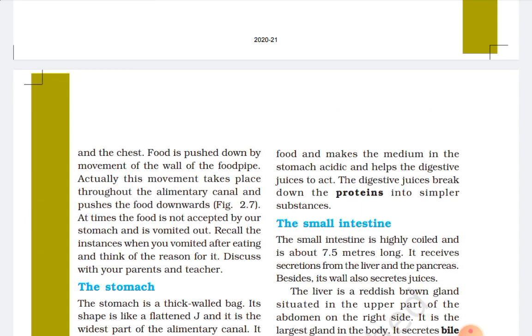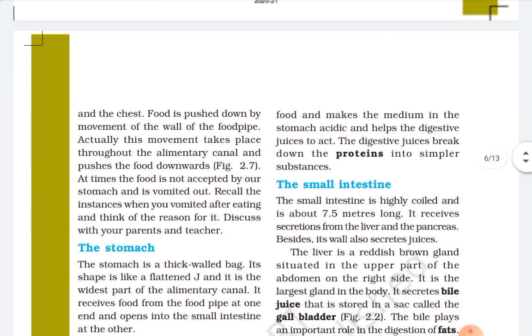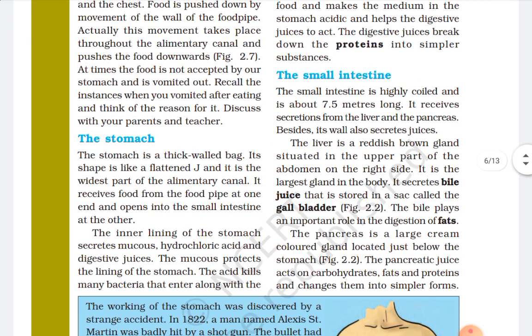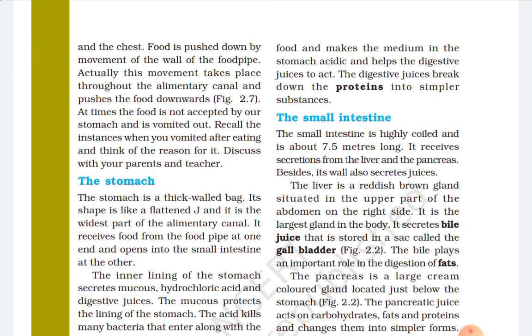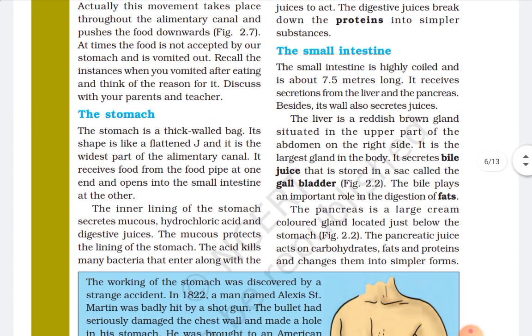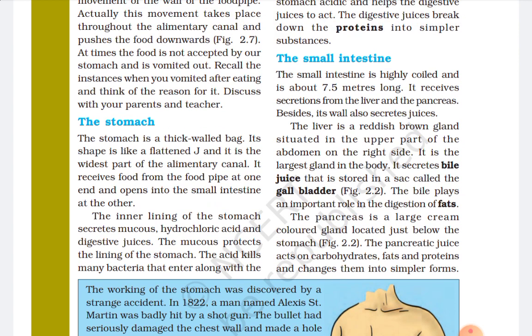The digestive juice breaks down the protein into simpler substances. The simpler substances of protein are amino acids. So the hydrochloric acid kills the germs. The pancreatic juice breaks down proteins and fats into amino acids and fatty acids. They both have different enzymes which you will learn in class 10th.